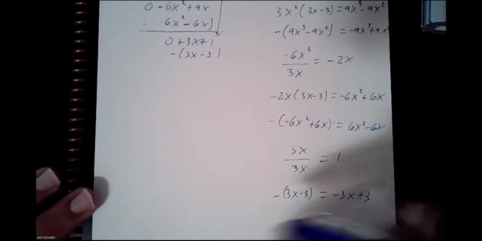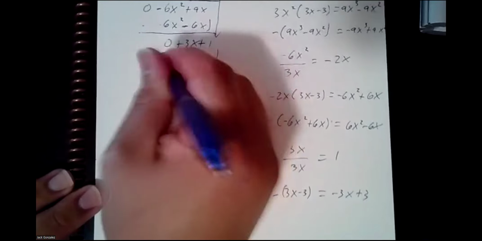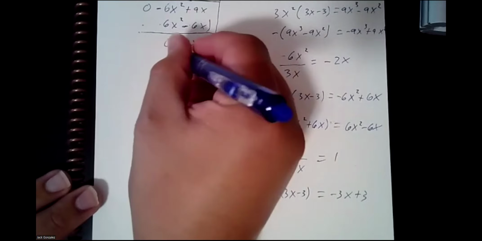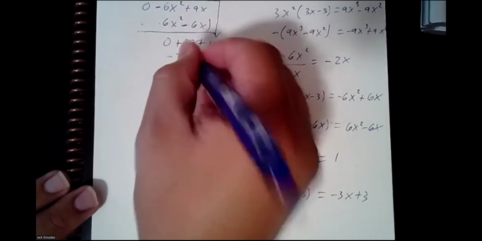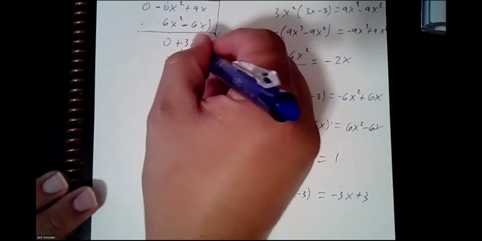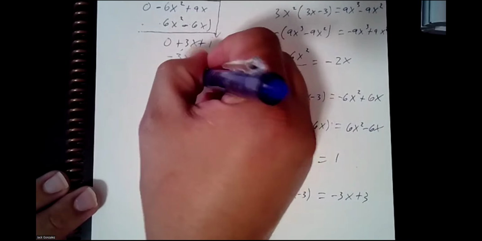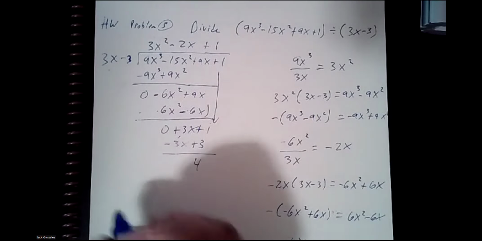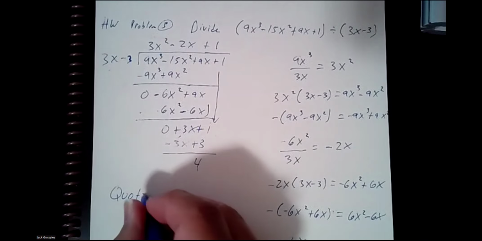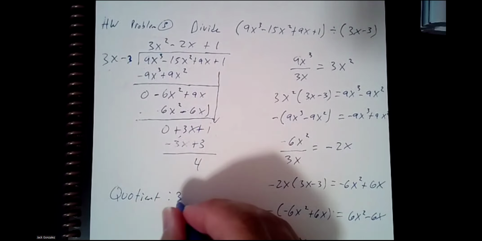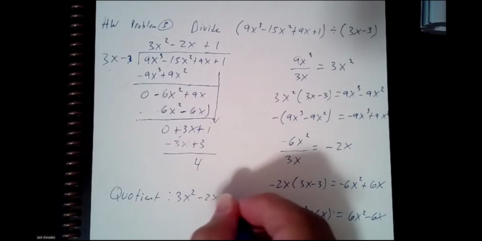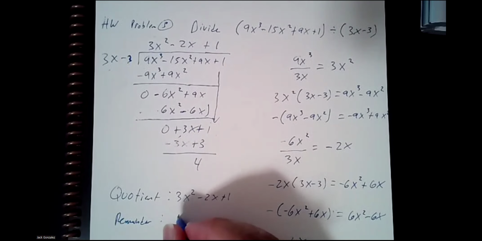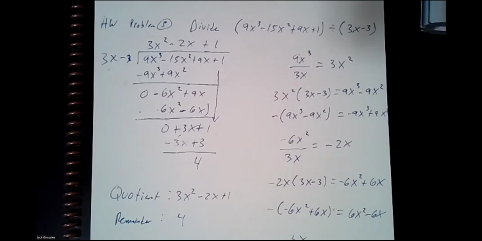So this piece will become negative 3x plus 3. That's it, remainder 4. So quotient is the answer to your division. 3x squared minus 2x plus 1. Remainder is the 4. And that's it.